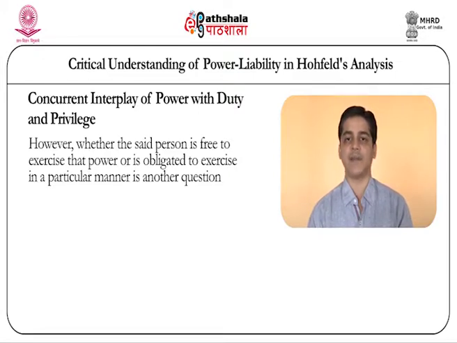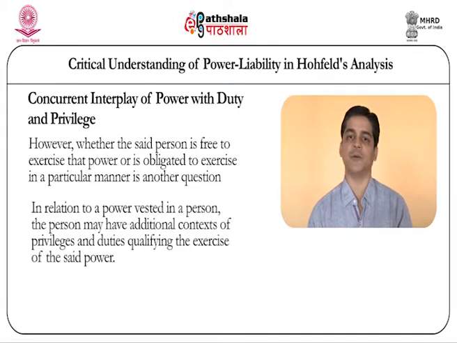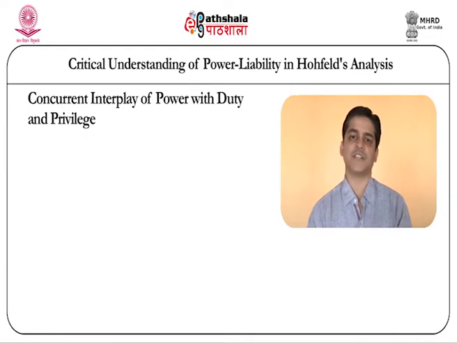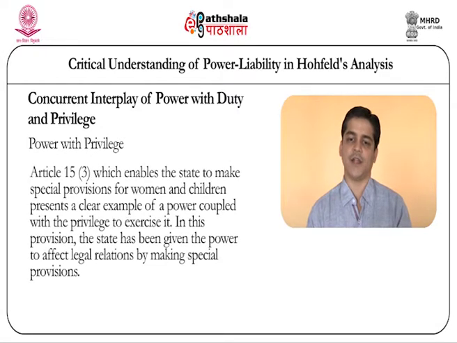So, at times what might happen is that I have a power which I have a privilege to exercise. How I exercise that power is up to me. On some other occasions, I might have a power which I have a duty to exercise. That is, I do not have a discretion as to how I am going to exercise that power, or also as to whether I am going to exercise that power. So, power can be coupled with both privilege or duty. For example, let's first consider power with privilege. Article 15 clause 3 of the Constitution of India enables the state to make special provisions for women and children.